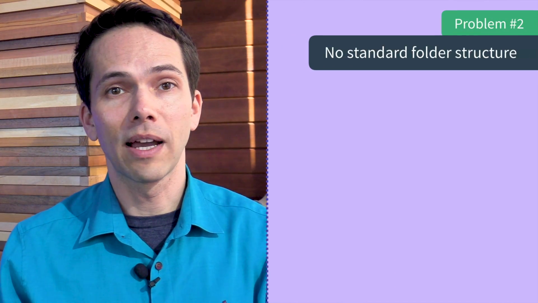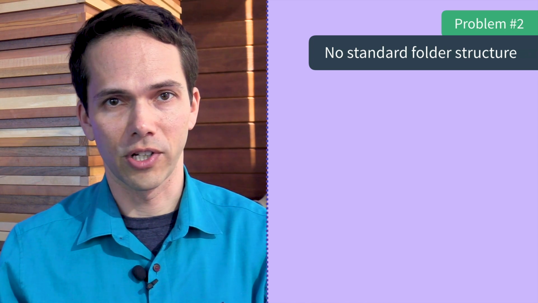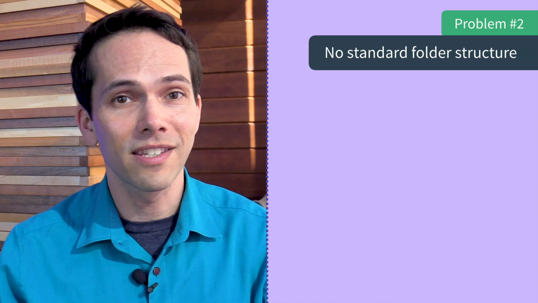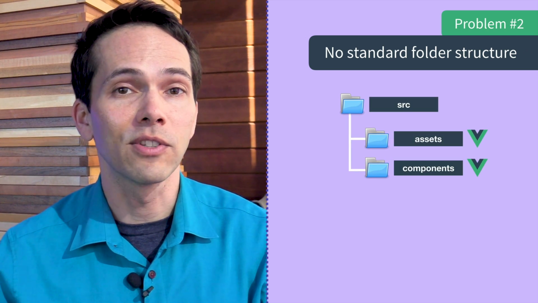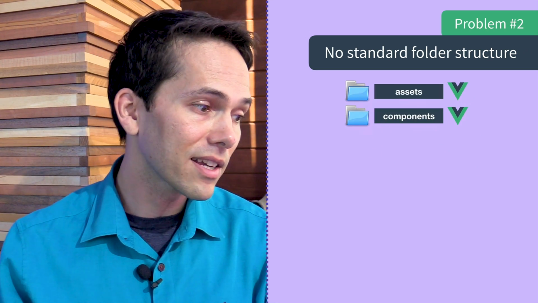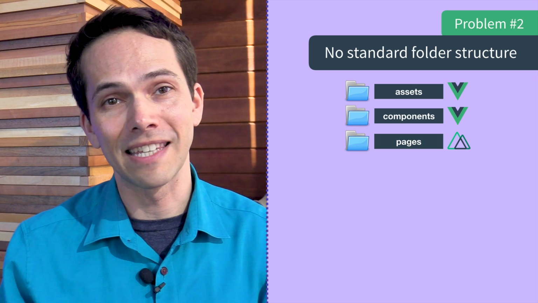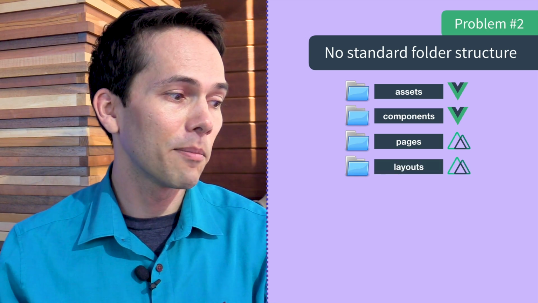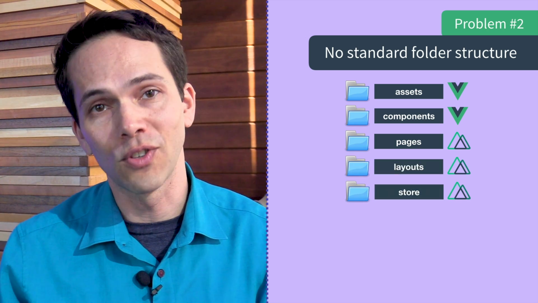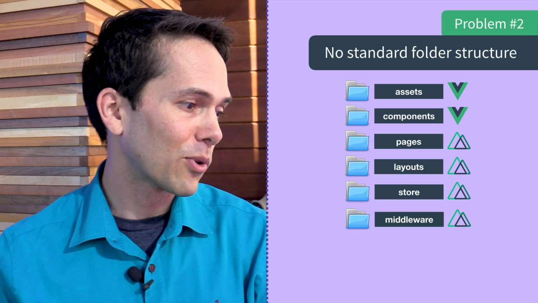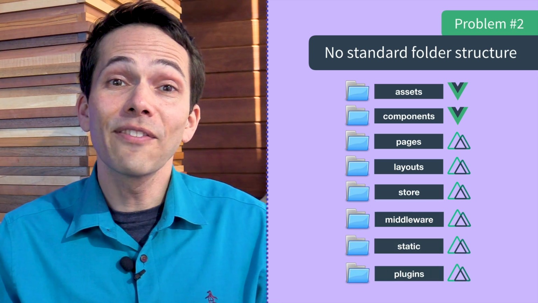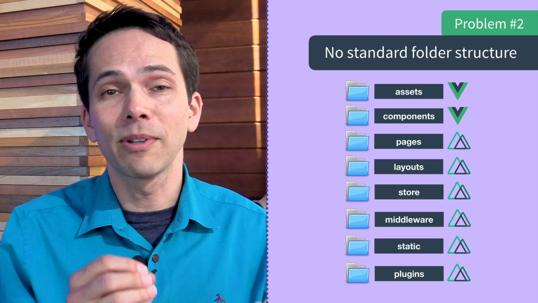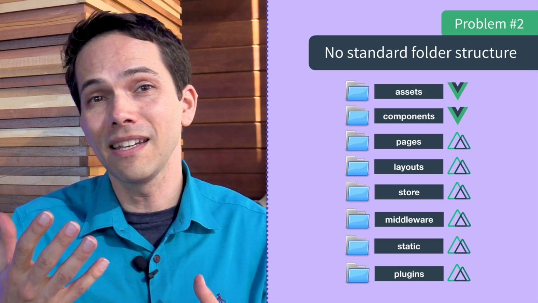The next problem with the Vue app is that there's no standard folder structure, and as your application grows, organization is important. Vue's default build gives you assets and components in your source directory, while Nuxt sets you up with additional folders based on best practices, such as the pages directory for your application's views and routes, and a bunch of more folders and more default conventions which are all configurable. Since everything has its place, moving from one Nuxt application to another and getting up to speed as a developer is super simple.